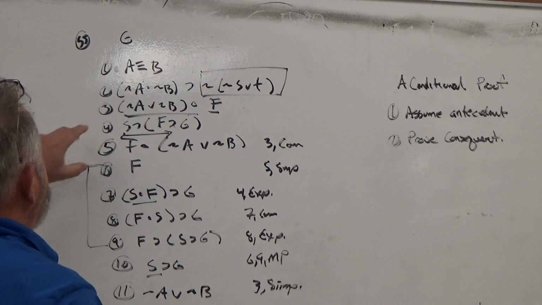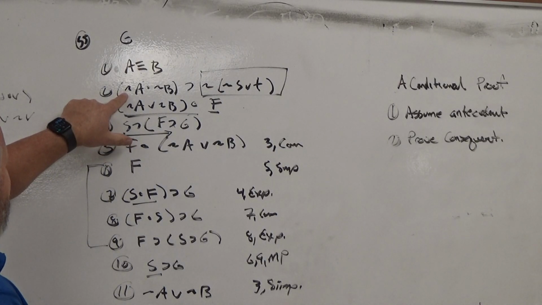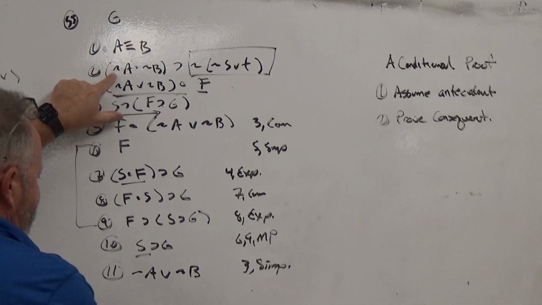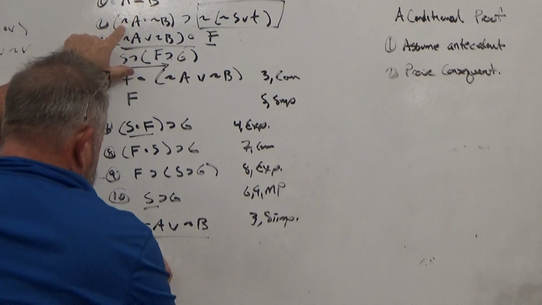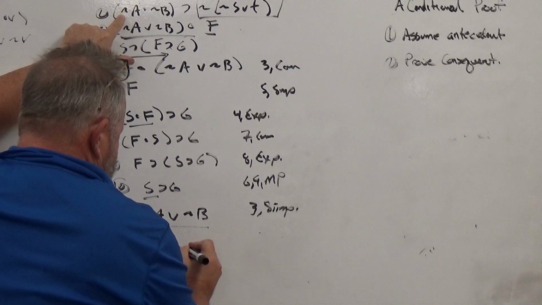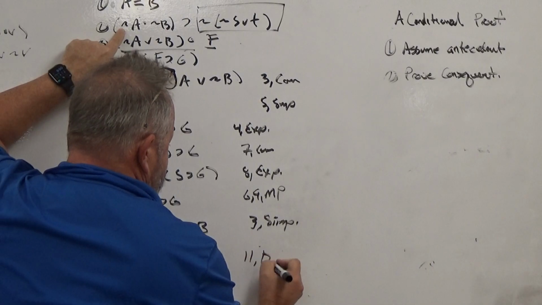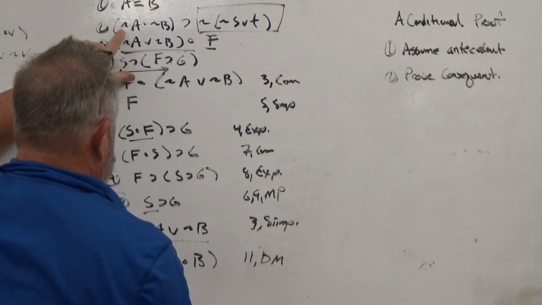Okay. So I need not A and not B, okay? And let me do De Morgan's on this too. Not (A and B) from 11 by De Morgan's.